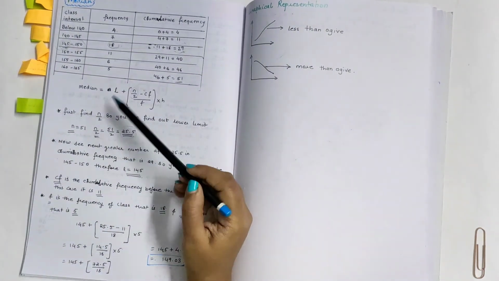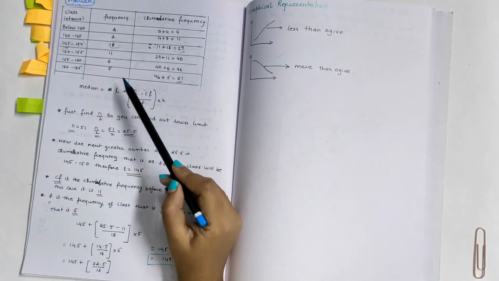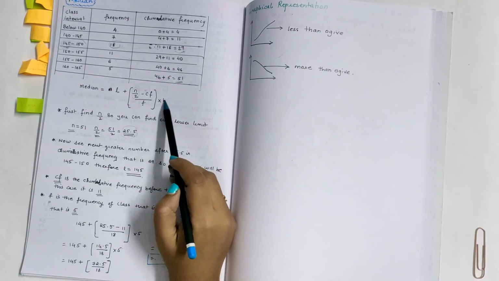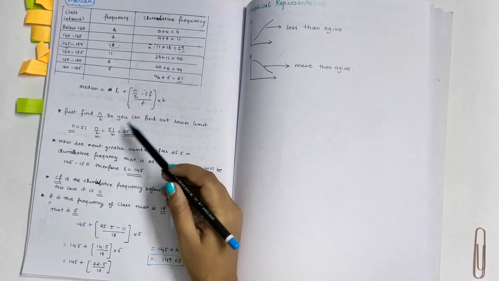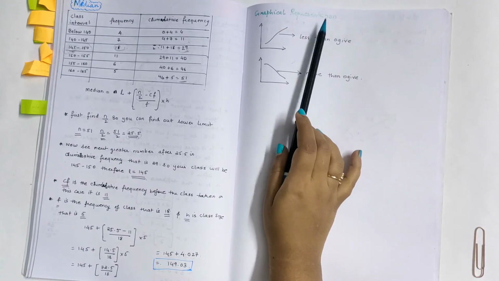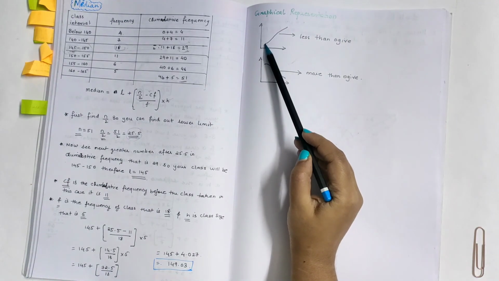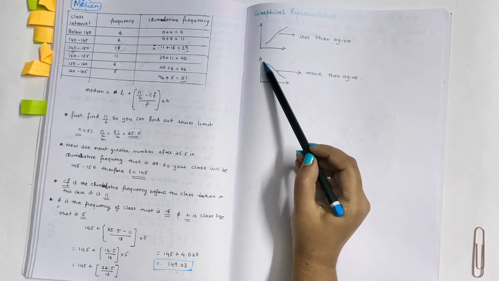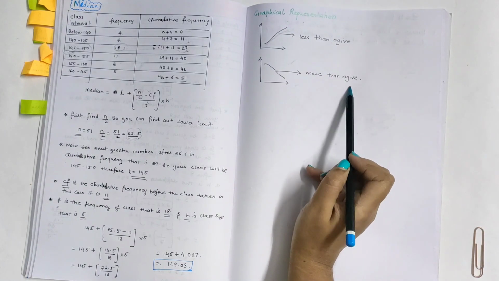Then I just have to put it in the formula, that is L, N upon 2, and solve. Here also try to solve the bracket first, then you can cancel with this H, and lastly add. Then graphical representation, which is the last part: if the curve goes from below, it is called less than ogive, and if it comes from top to down, that is called more than ogive.